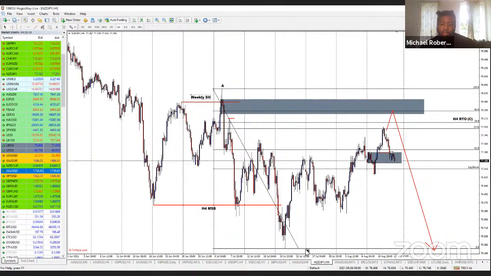Now I'm expecting a C back into this area of supply here. Okay, and then this C formation here, back to around the 86 level, will give us a short.